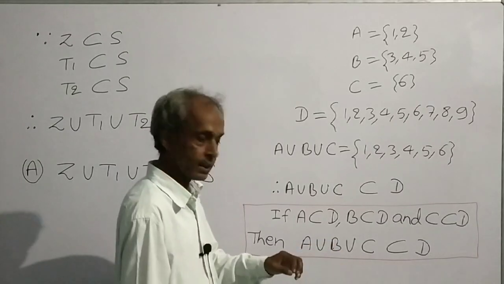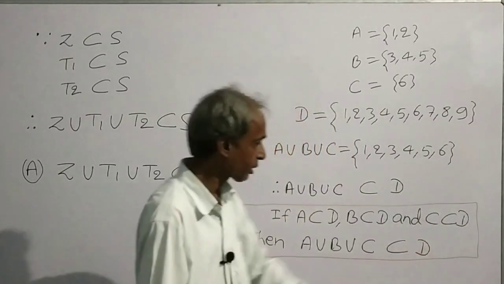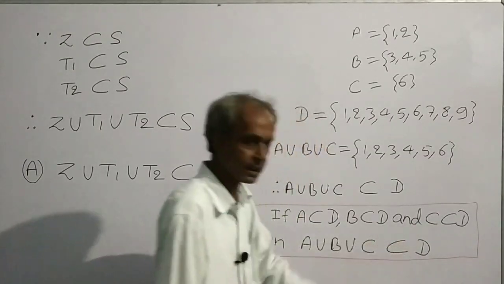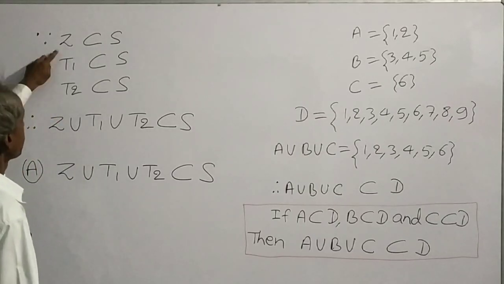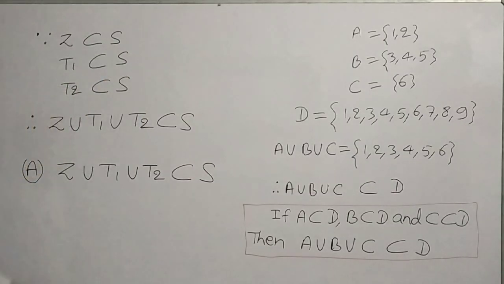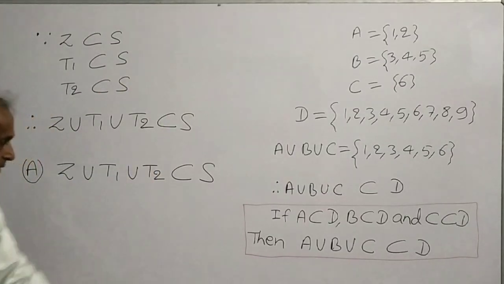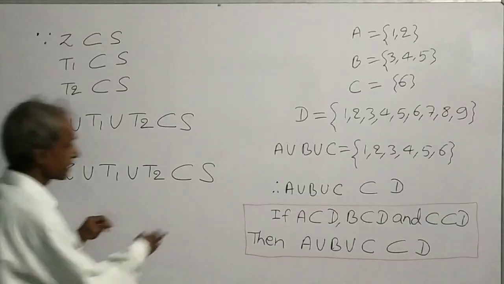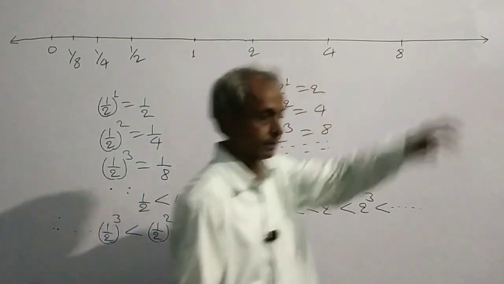This is actually a formula: if A is a subset of D, B is a subset of D, and C is a subset of D, then the union of these three, A, B, C, will also be a subset of D. Since we have already seen that Z is a subset of S, T1 is a subset of S, and T2 is a subset of S, the union of these three will also be a subset of this S. Therefore, option A given in the question is correct.